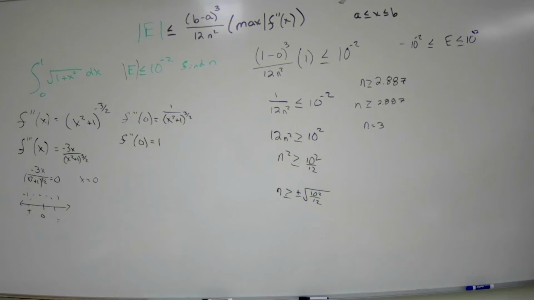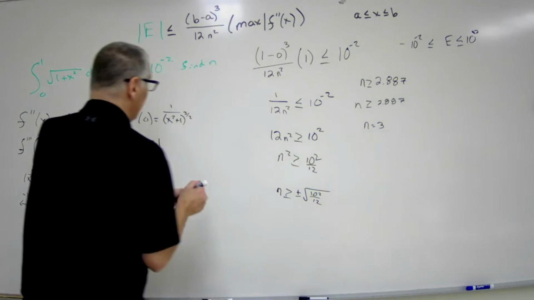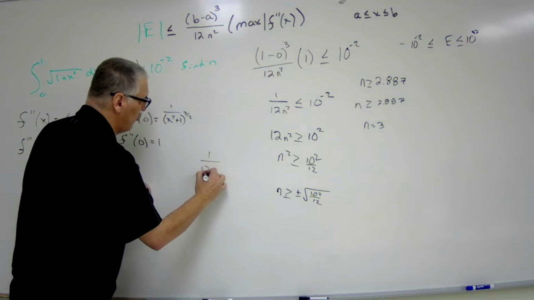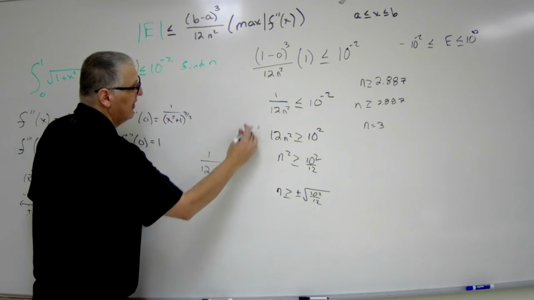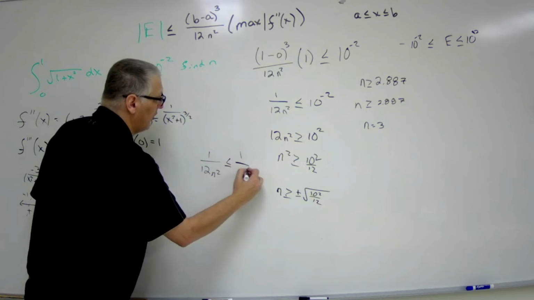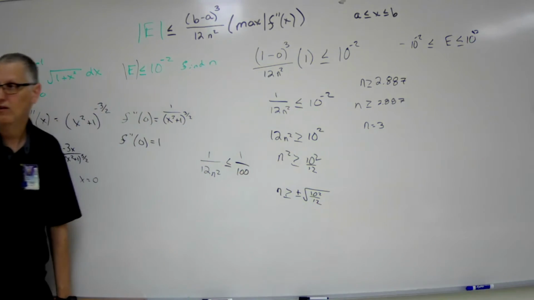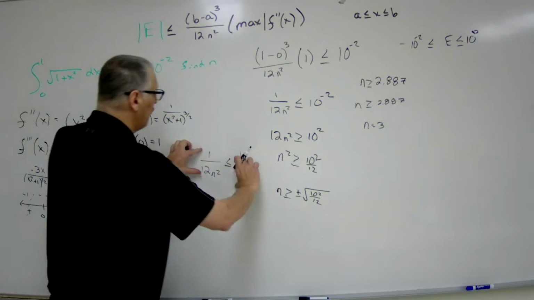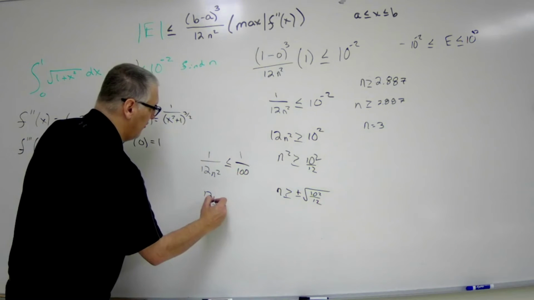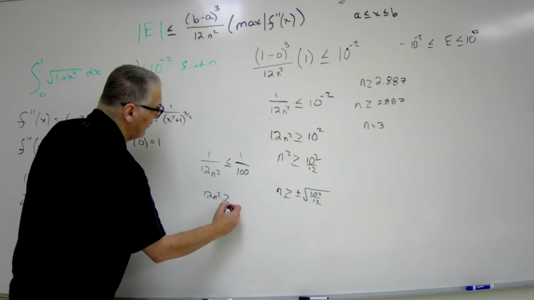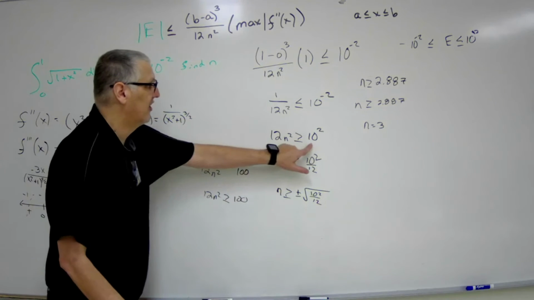Yes, ma'am? Which one? This? I don't know. I really don't know. Yes, ma'am? Okay, so this is really 1 over 12 n squared is less than or equal to 1 over 100, right? So if I flip both of them upside down, I get 12n squared greater than or equal to 100, which is the 10 squared.